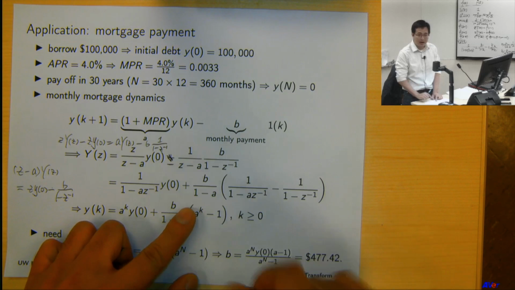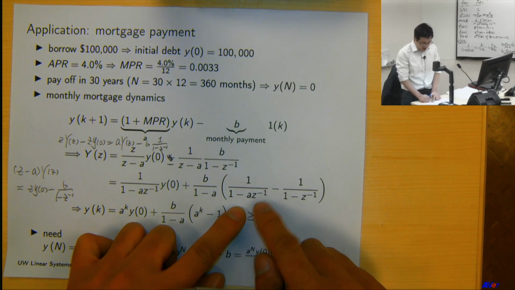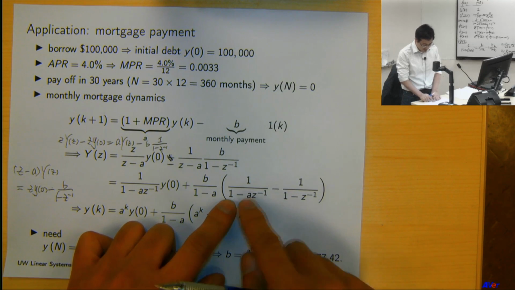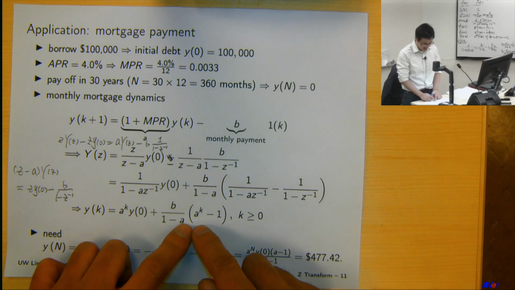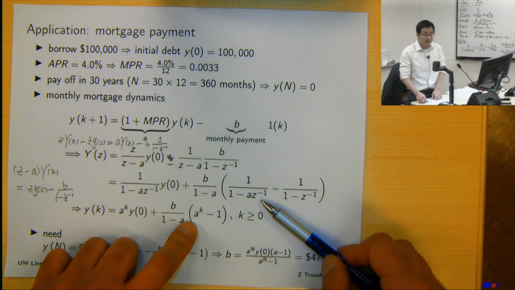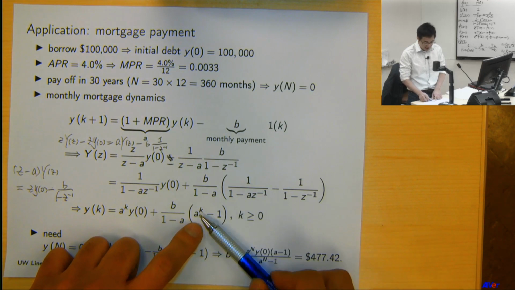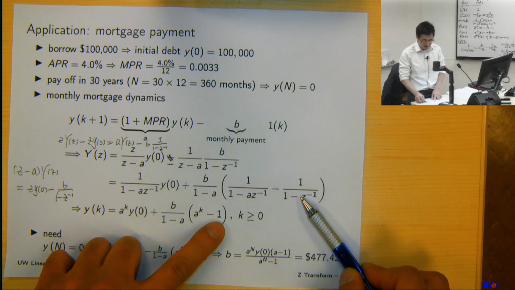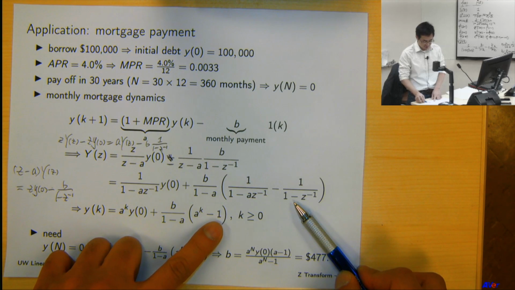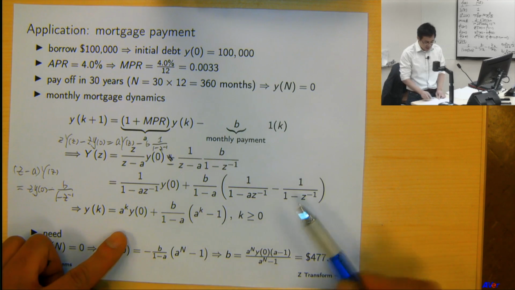The key point I want you guys to make sure is to be able to go now from here to here. So therefore, this one is a geometric sequence. This is a to the power of k, and this is just a step signal. This is 1. So that's the formula.